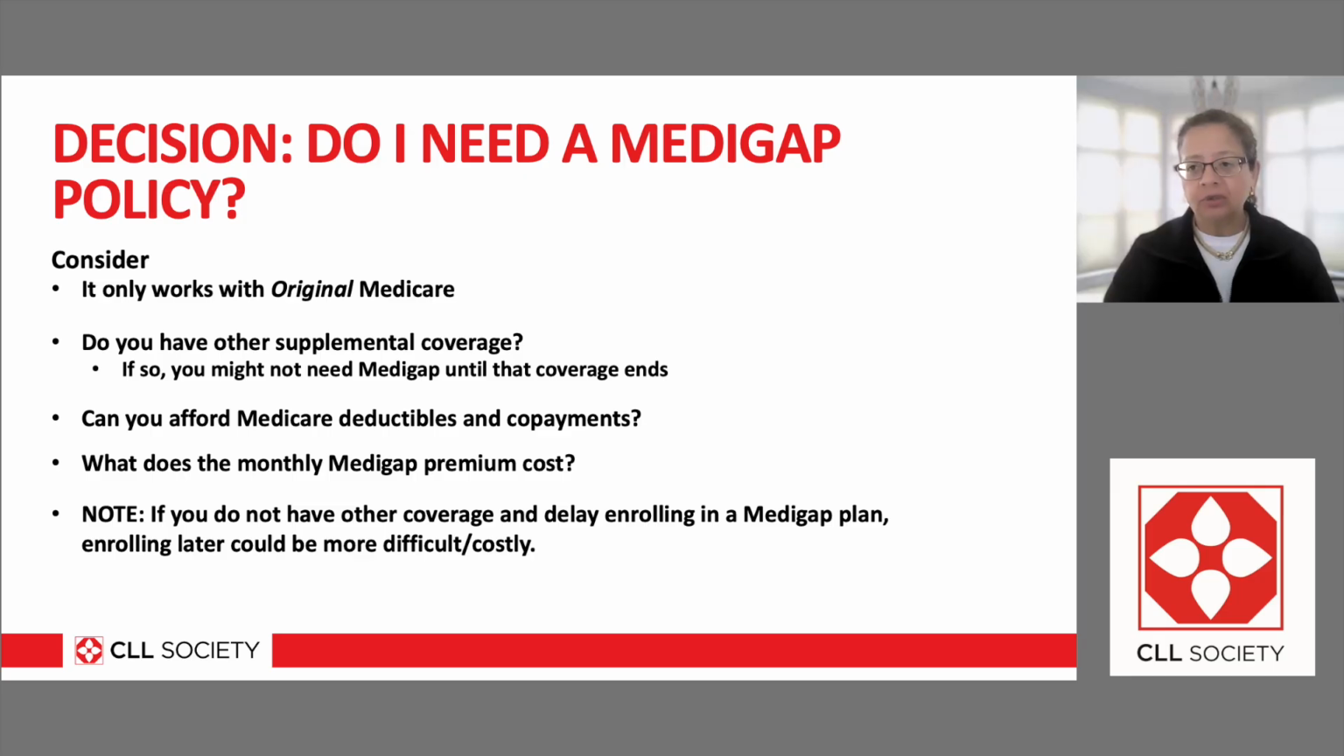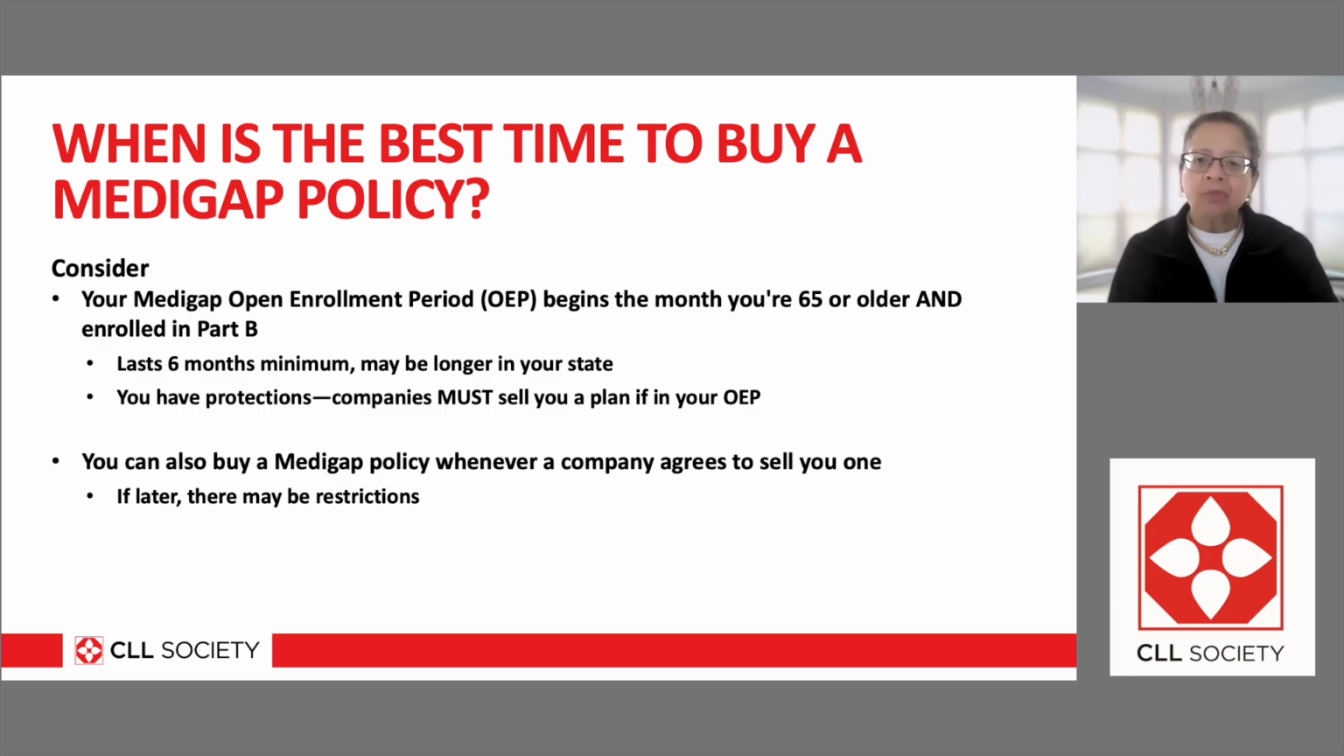Thank you, really helpful. And when is the best time to buy a Medigap policy? Well, you have an open enrollment period that begins the month you're turning 65 or older and enrolled in Part B. The last 6 months minimum, and there may be longer in your own state, so please check. But the important thing to know about a Medigap policy is that when you first join the Medicare program, companies must sell you a plan.